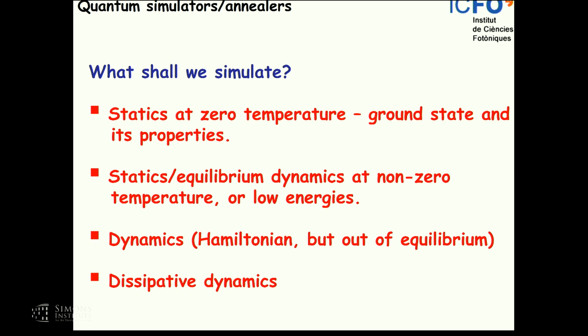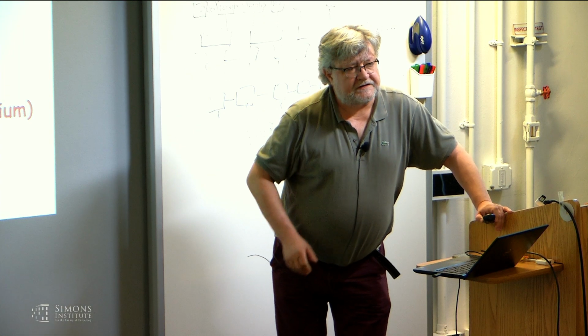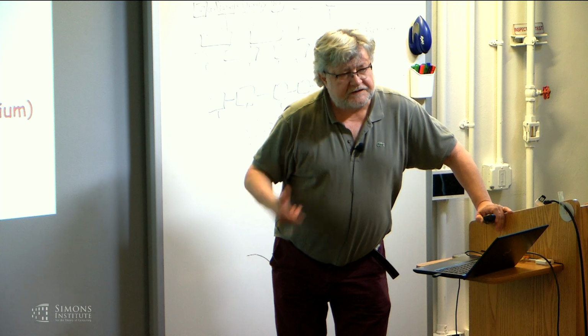This has been already said by Jens. Statics at 0 temperature, so ground state and its properties. Statics or equilibrium dynamics at non-zero temperature. These two things are very important because they will tell you where and at which parameters we have quantum phase transitions to interesting states like superconductivity. But similarly as in Martin's talk, we don't really care so much about the value of the ground state energy. What is really very important for us is to find the parameters, the knobs, which we can turn in order to increase, for instance, the critical temperature for superconductivity. This is the very important thing.